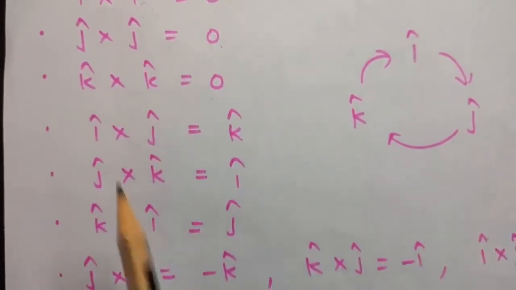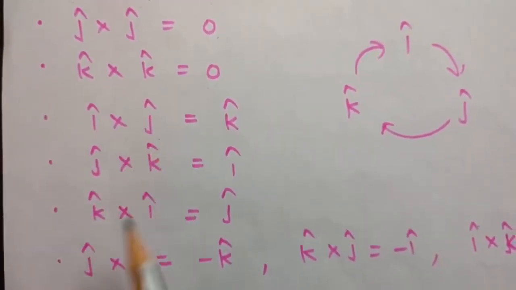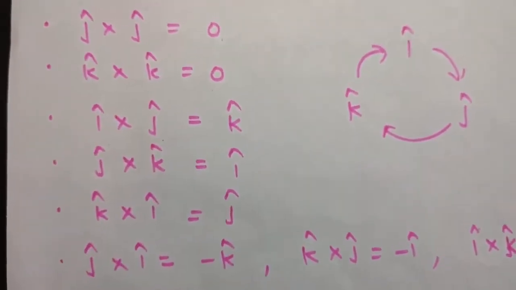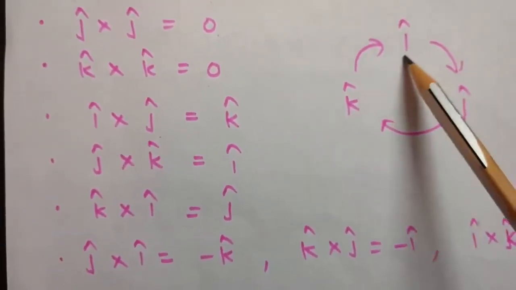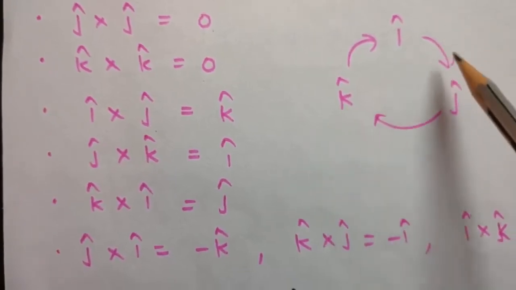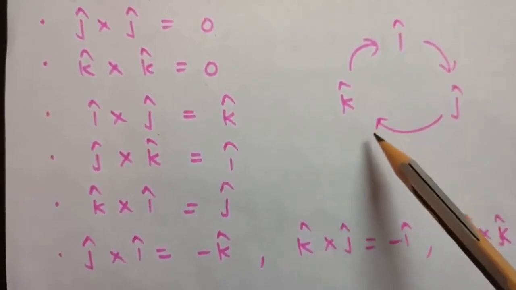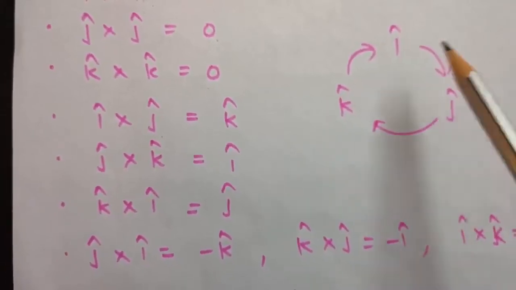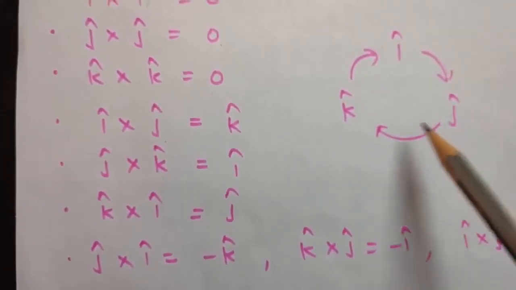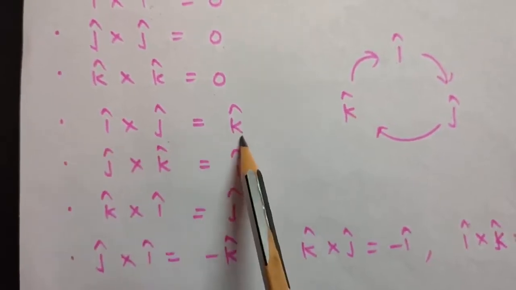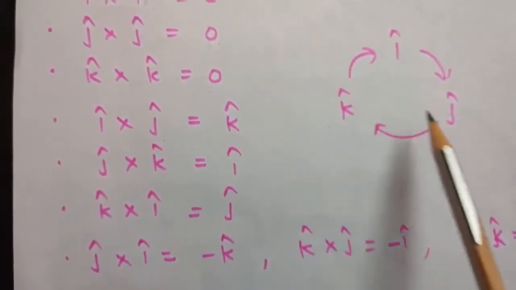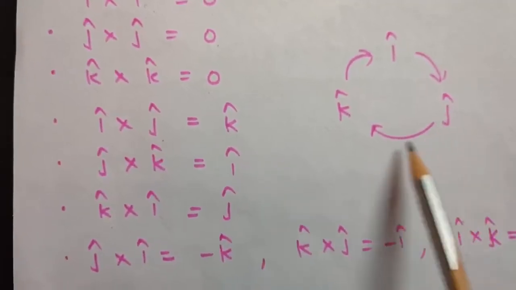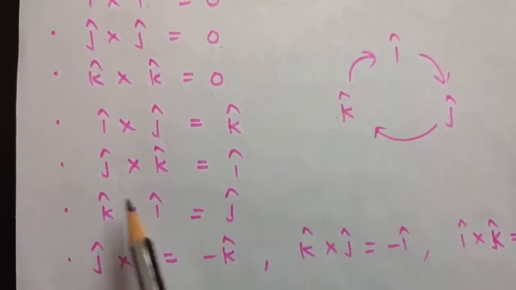Now suppose you have I cross J. How to calculate I cross J, J cross K or K cross I? You have a very simple method. Just write down I, J and K like this and rotate them in clockwise direction. So these arrows are going in clockwise direction. Now simply, I cross J will be equal to K. K cross I will be equal to J, and J cross K will be equal to I, right?